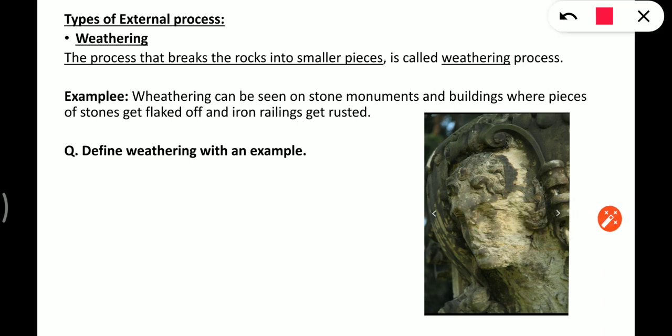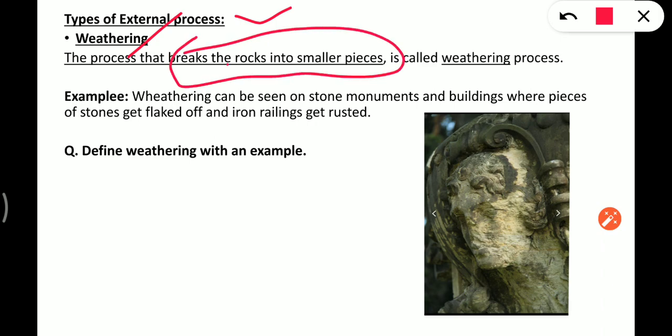Now here we'll discuss weathering. What is weathering? So weathering is one of the types of external process. Weathering is the process that breaks the rocks into smaller pieces, which breaks the rocks into smaller pieces. This is called weathering process. And if I give you an example, here the spellings, these two spellings are wrong, correct it.